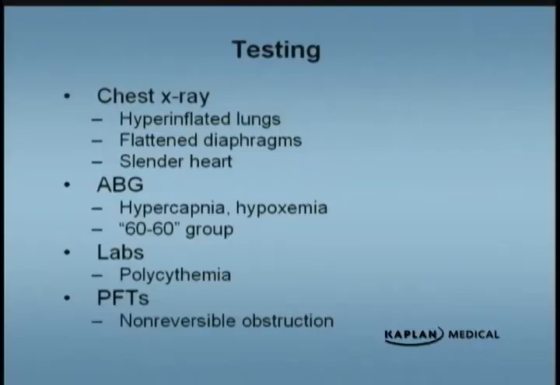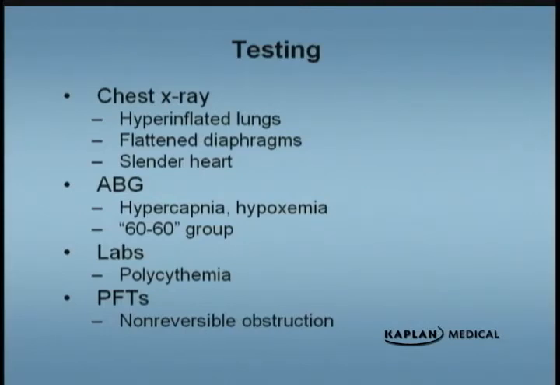So if they ask you, what are you likely to find on the hemoglobin and hematocrit in these patients, the answer is, I'm likely to find a hemoglobin and hematocrit that's elevated. That's what I expect to find in somebody that has chronic bronchitis. The chest x-ray is typical: the hyperinflated lungs, the flattened diaphragms, and especially in emphysema, the slender heart that we see.